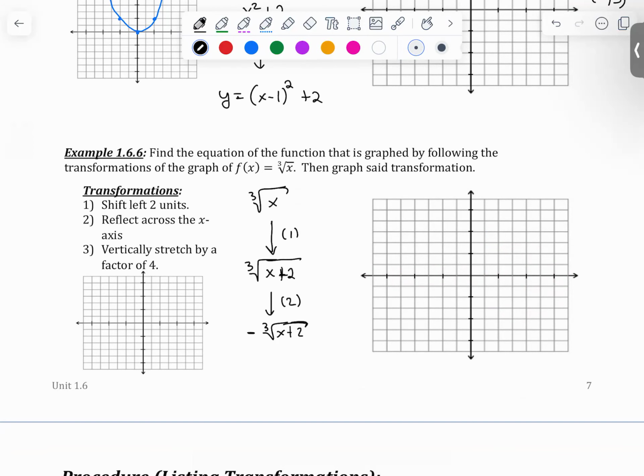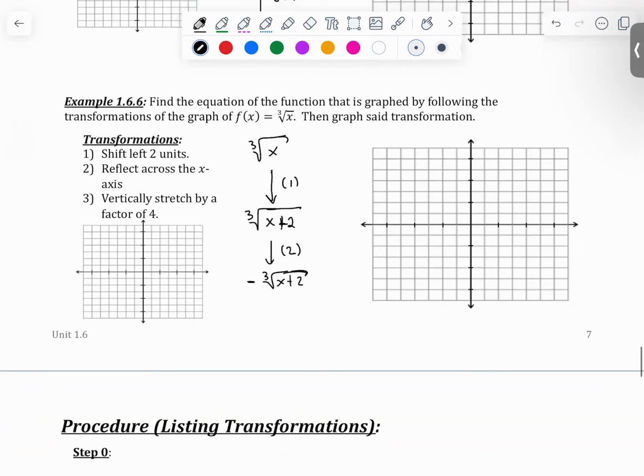Last but not least, we're going to vertically stretch by a factor of 4. That's a vertical thing. It happens on the outside, and that means you're multiplying by a factor of 4. So in the third transformation, that would be 4 times our function, negative cube root of x plus 2, or preferably y equals negative 4 times the cube root of x plus 2.